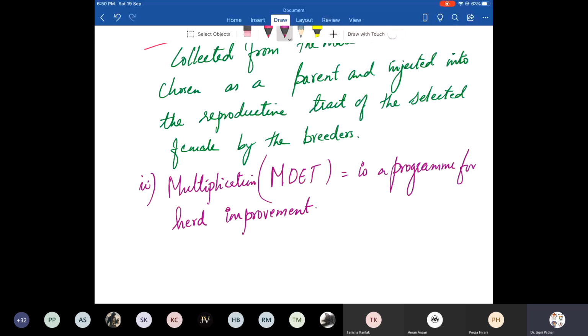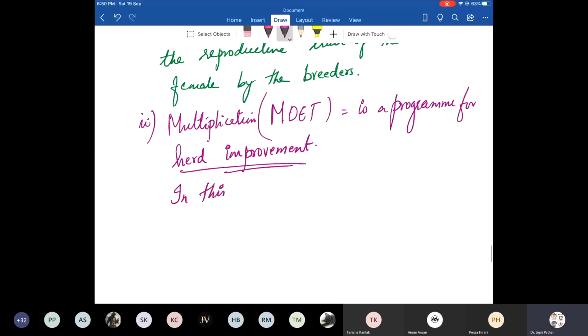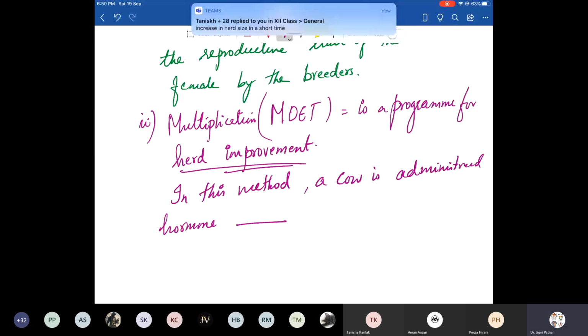What happens in this method? Listen. In this method, a cow is administered a hormone which increases ovulation. Which is the hormone that increases ovulation quickly? Yes, Tanish, very good. It is FSH, follicle stimulating hormone. Right?